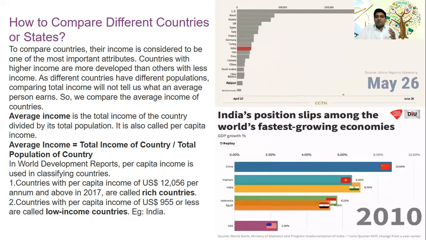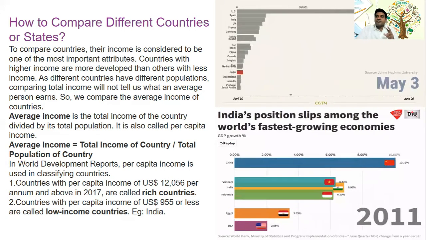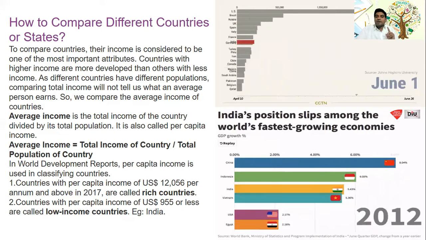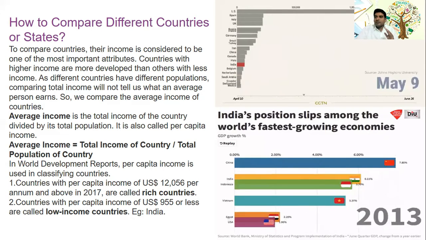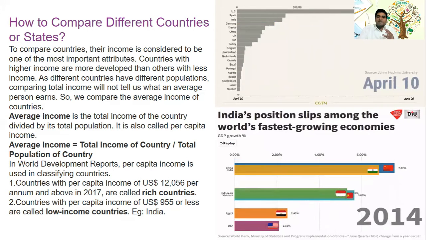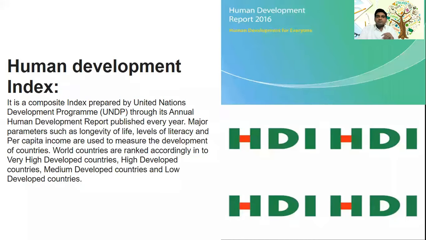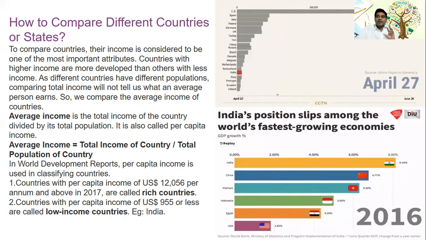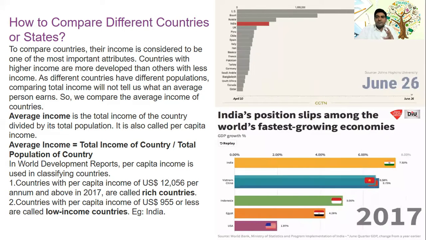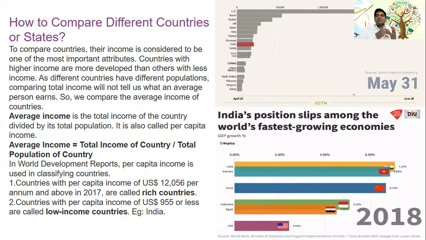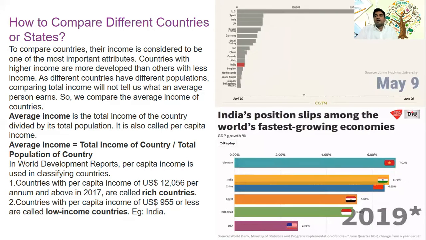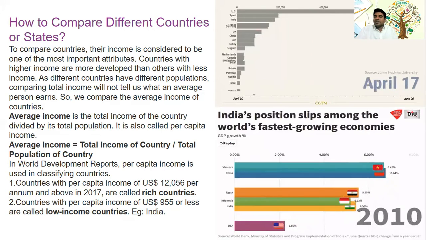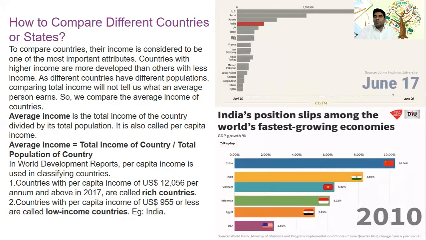So the countries which have a per capita income of $955 or less are called low income countries. They are considered low income countries. The example is India. So per capita income is the only criterion which was taken initially to decide whether countries are developed or developing countries, or we can say underdeveloped countries.